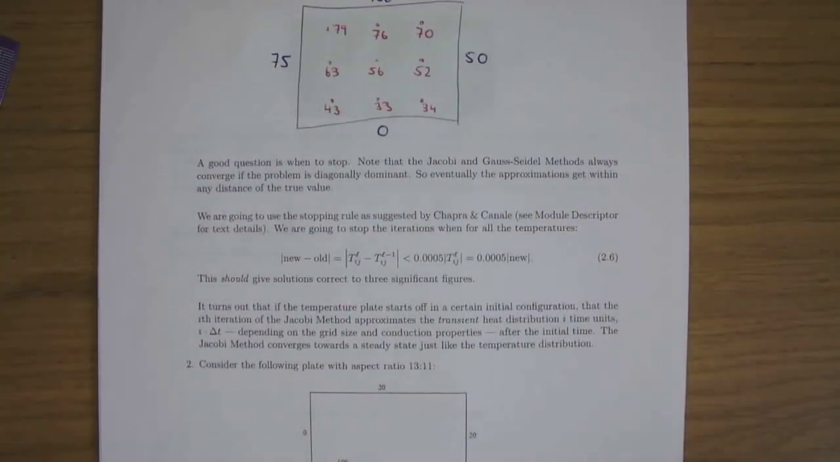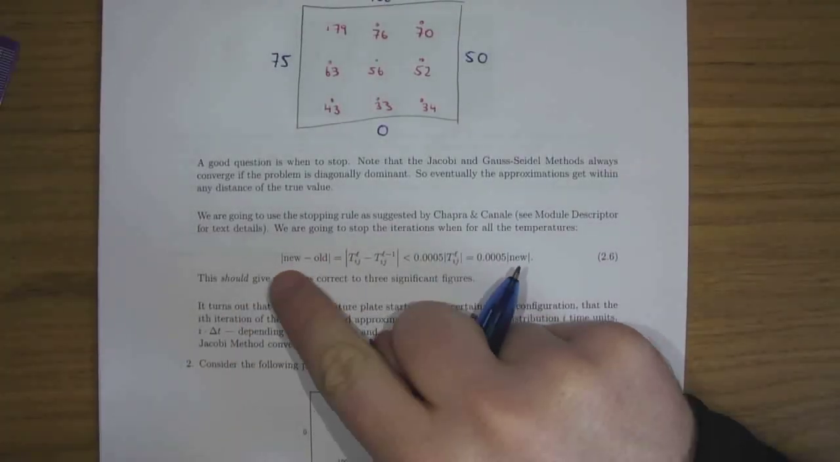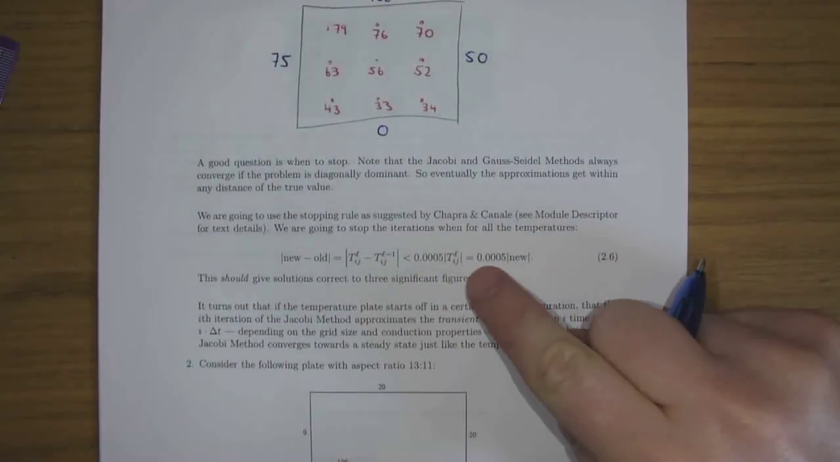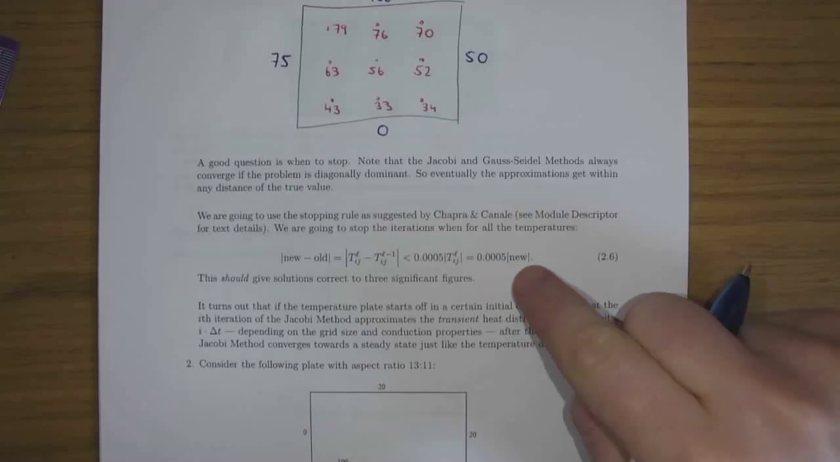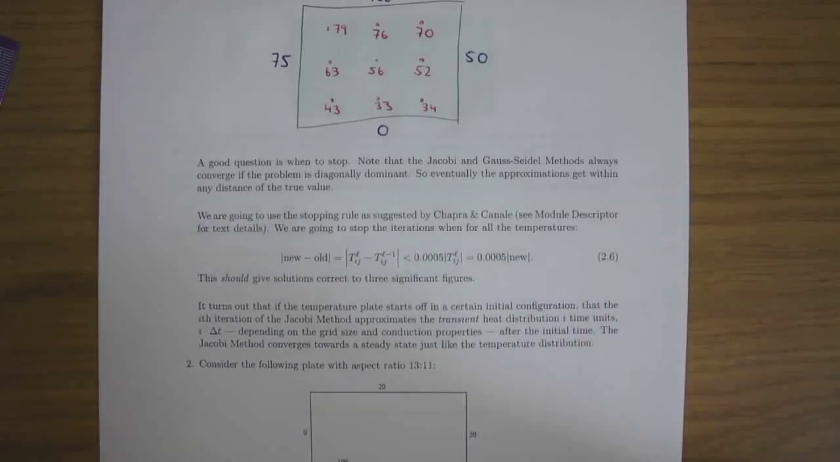The stopping rule that I'm going to recommend is the following: that you stop when the difference between the old and the new temperature is less than 0.0305 times the new value. So to implement this stopping rule, you've got 2 options. One is that you have a variable called temperature old.